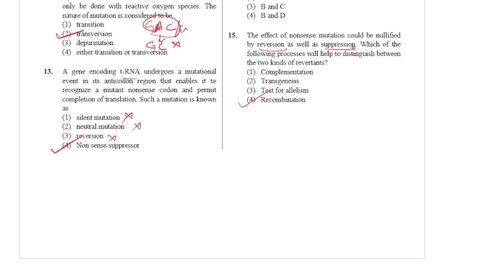If we recombine these two, the recombinants we get could be possibly detached or crossed over for that particular gene. So in that case, we can find the recessive mutant. So we can say option 4 is the correct answer.